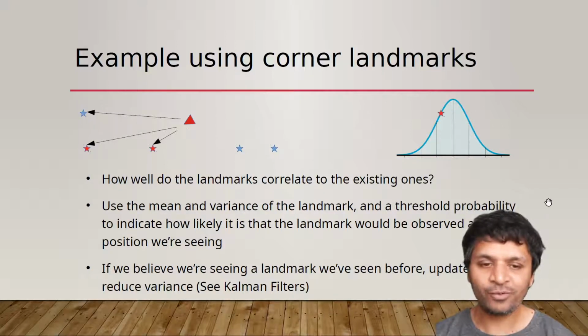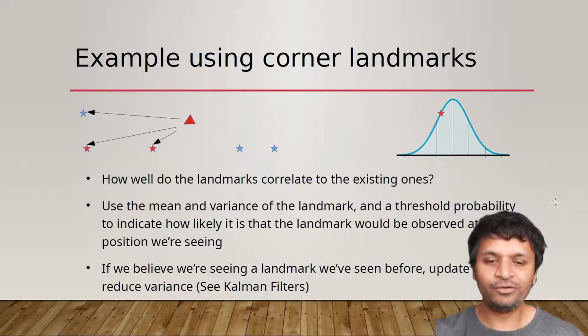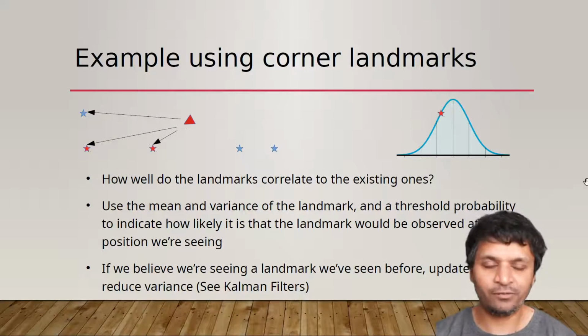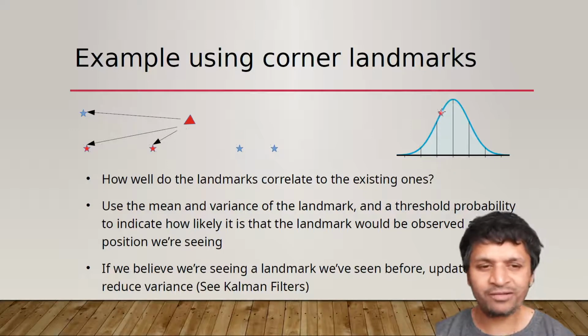So the next question we ask in order to update our map is, how well do the landmarks correlate to existing ones? So what we do is we use the mean and variance of the landmark and a threshold probability to indicate whether it's the same landmark. So let's say we see this landmark, right? And we're comparing it to the landmark in our map that's closest to it. And we say that, oh, it looks like it's over here on the distribution, right? Let's say this is the position we thought the landmark is at, and when we see this one, we see that actually it's this far away, and we say, okay, well, look, that's pretty close.